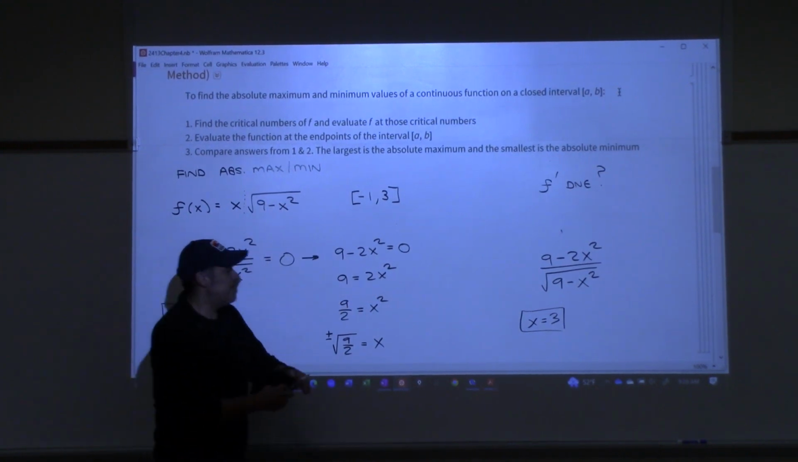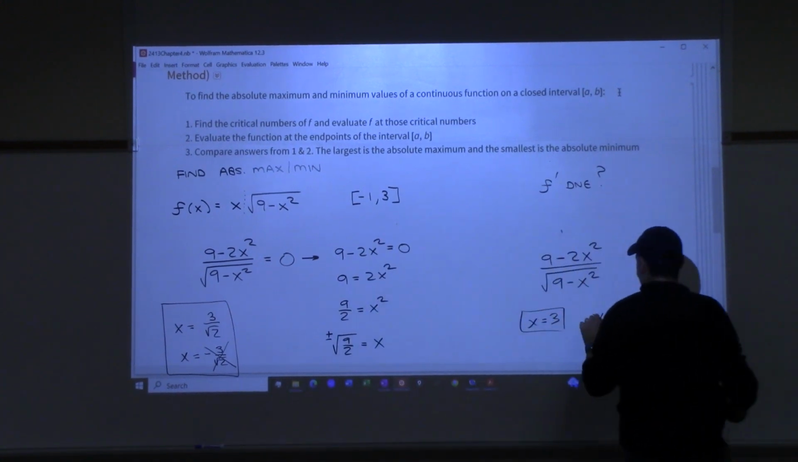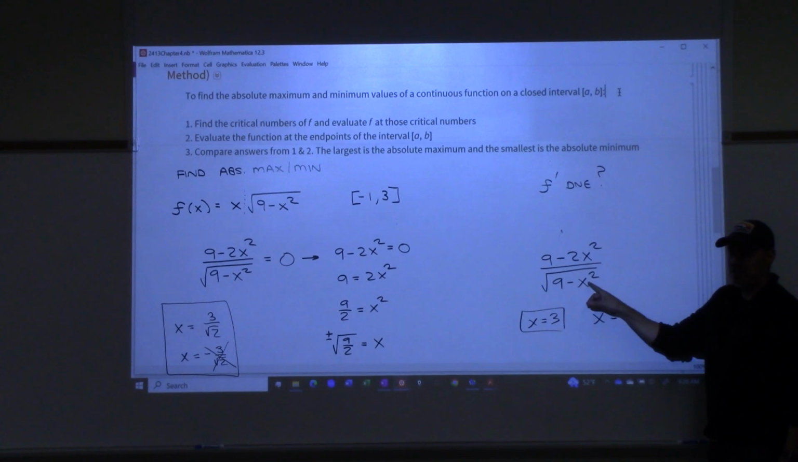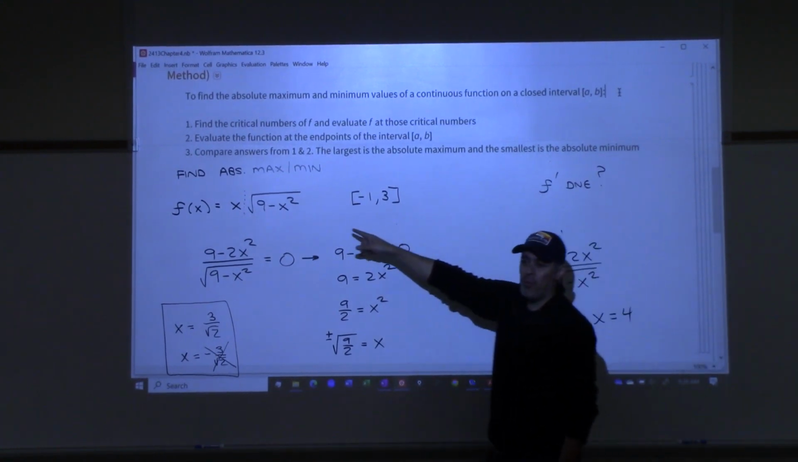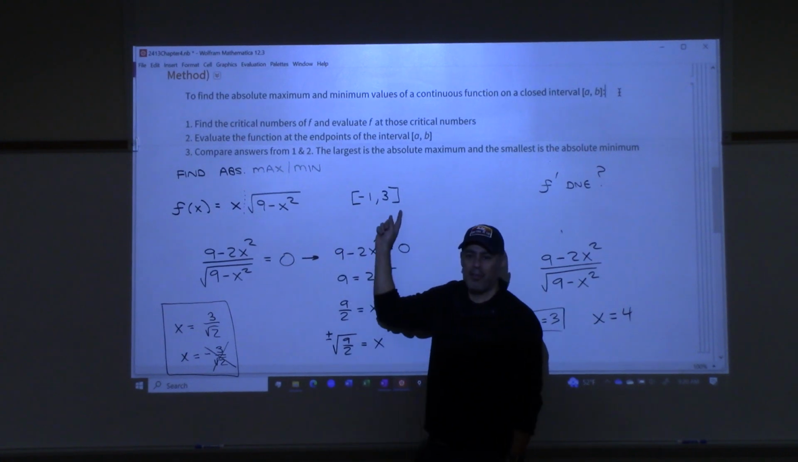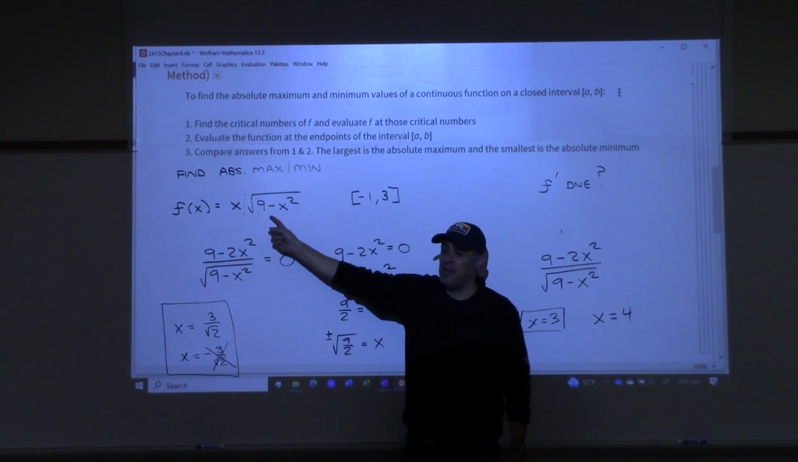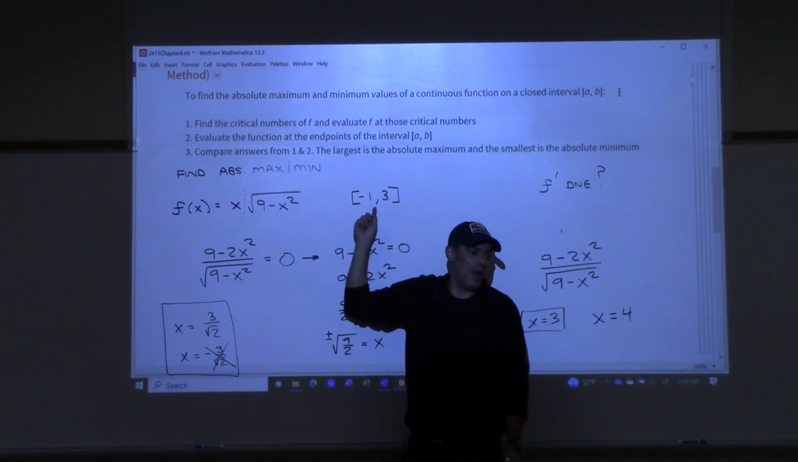But let's say we plug in 4, right? What would happen if I plug in 4? 16? 9 minus 16 is negative. I can't plug 4 into this, right? But I can't plug 4 into that either. You see, it's outside the domain. And basically this has to be defined at every number in this interval, or else the problem doesn't make sense.